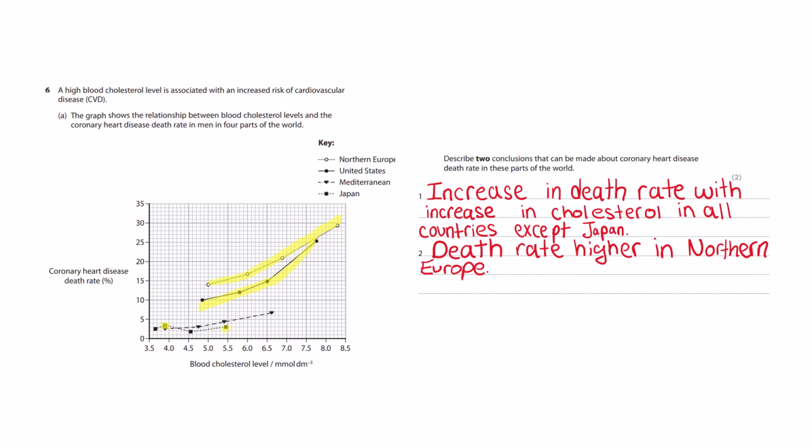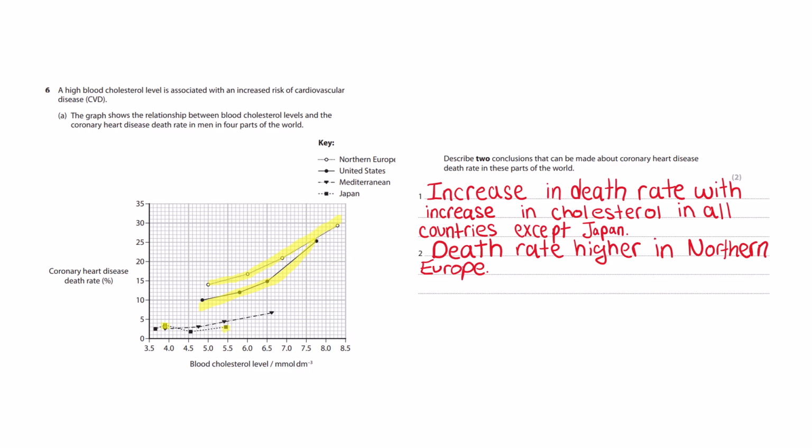Question number 6. High blood cholesterol level is associated with an increased risk of cardiovascular disease, CVD. The graph shows the relationship between blood cholesterol levels and the coronary heart disease death rate in men in 4 parts of the world. We have Northern Europe, United States, the Mediterranean, and Japan. Describe 2 conclusions that can be made about coronary heart disease death rate in these parts of the world.